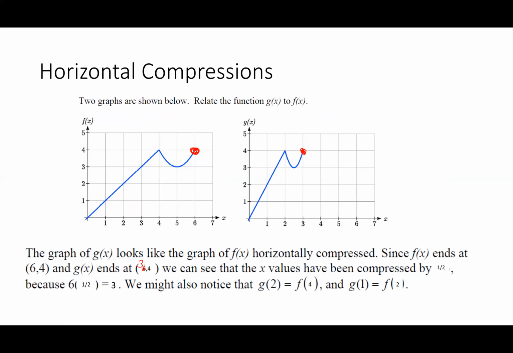Then here we see the x values have been compressed by 1/2, because 6 times 1/2 is equal to 3. I also want you to notice that g of 2 is equal to f of 4, and g of 1 is equal to f of 2. Let me draw that out a little bit. So g of 2 is 4. Well, f of 4 is also equal to 4. g of 1, well, that's at 2. So it's almost like we took each of those x values and cut them in half to get from f of x to g of x. Okay.